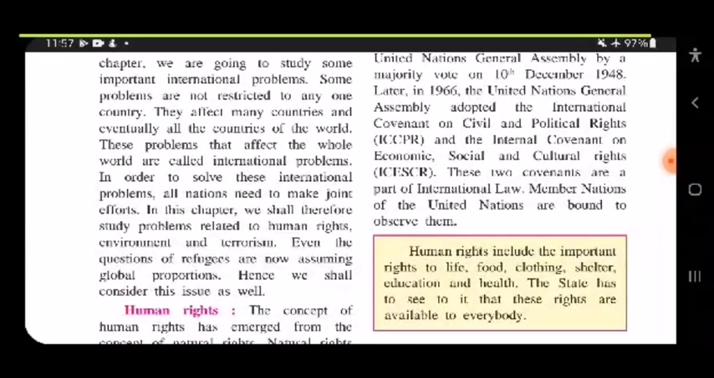In order to solve these international problems, all nations need to make joint efforts. So, in order to solve all these different types of problems, what do we need to do? We need to make joint efforts to solve these problems. So, in this chapter, we shall study problems related to human rights, environment, and terrorism. Even the questions of refugees are now assuming global proportions. Hence, we shall consider this issue as well.